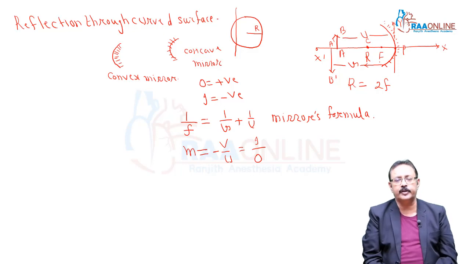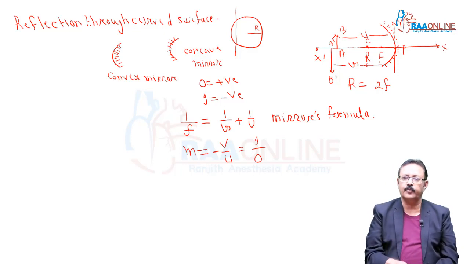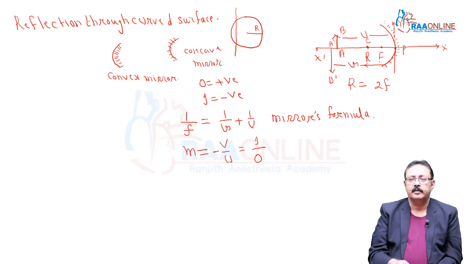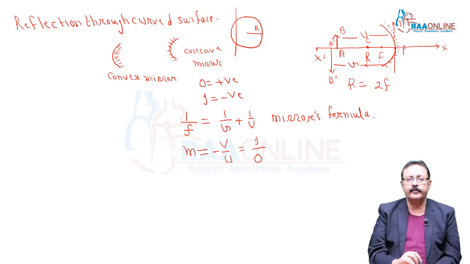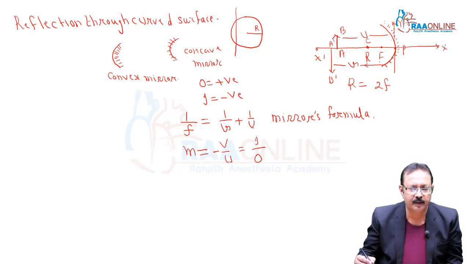Don't go for "it is a real image, so it should be this; it is virtual, it should be this." The images which you find behind the mirror are known as virtual images. Images which are in front of the mirror are real images. Where you will put the object, where you will get the image, you can learn by this formula.